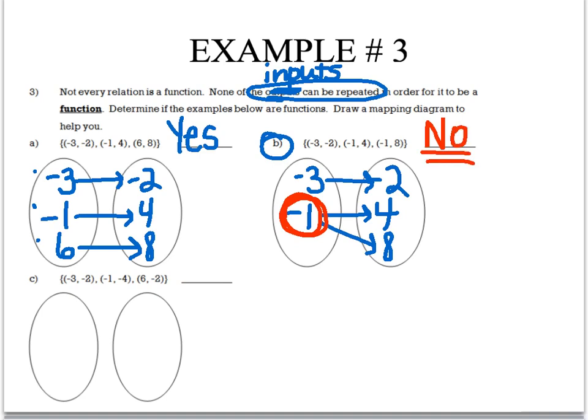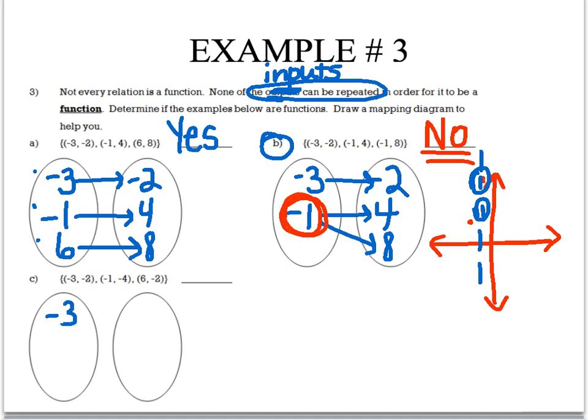And if I drew a little sketch here to show you the graph, the vertical line test, -3, 2 is somewhere here. -1, 4 would be here somewhere, and -1, 8 would be up here. And when I draw a vertical line through this information, I hit 2 points just in this one vertical line here and here. So it fails the vertical line test, so it is not a function.